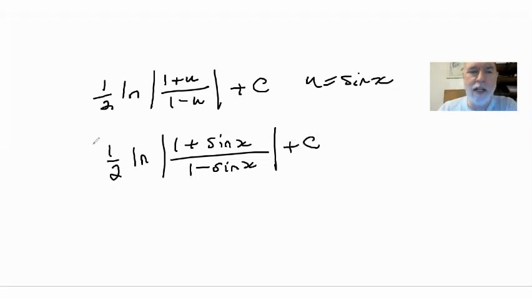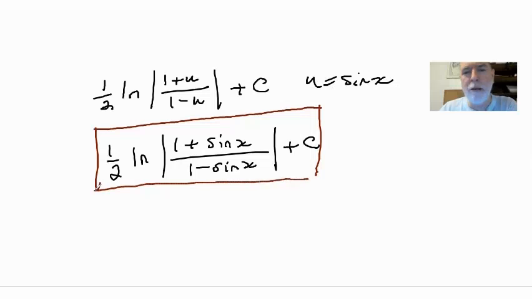And this is worthy of a box, not a square. It's a rectangle. I keep calling it a square. And that's another solution. Onward.